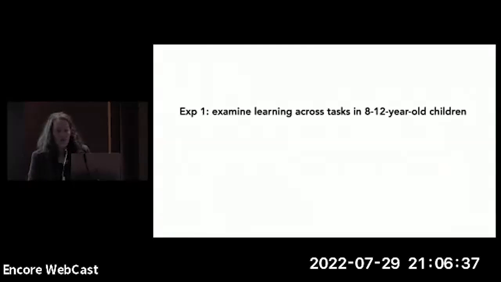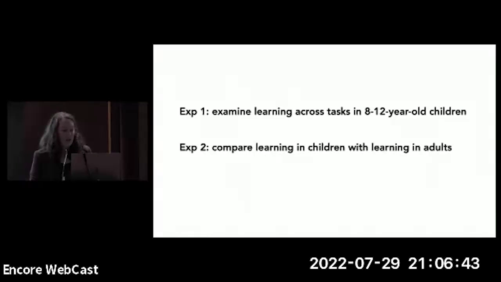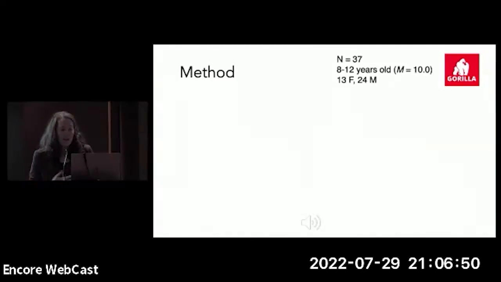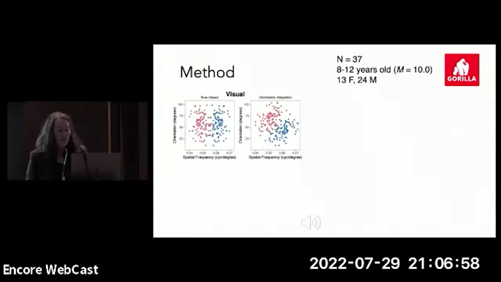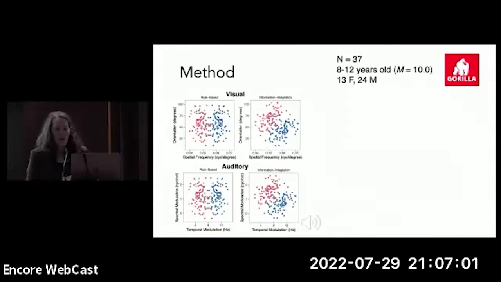All right, so the approach that I'm going to take here is to take you through two experiments. The first, we're looking at learning across 8 to 12-year-old children. And then in the second part of the experiment, I'm going to compare learning in these children with learning in adults. The method here was to train children on 4 different types of categories in an online experimental paradigm using Gorilla. They learned 2 visual categories and 2 auditory categories.